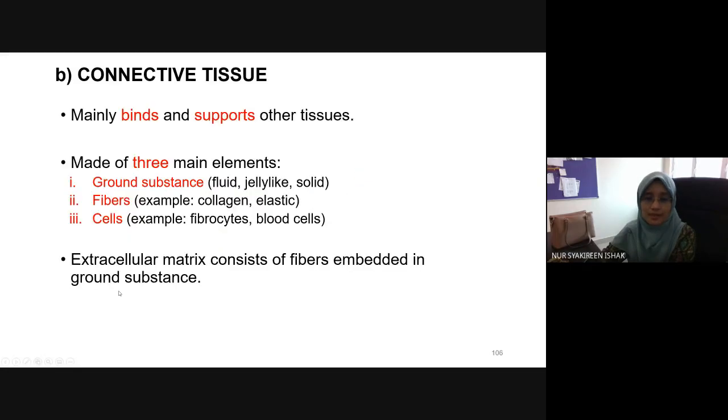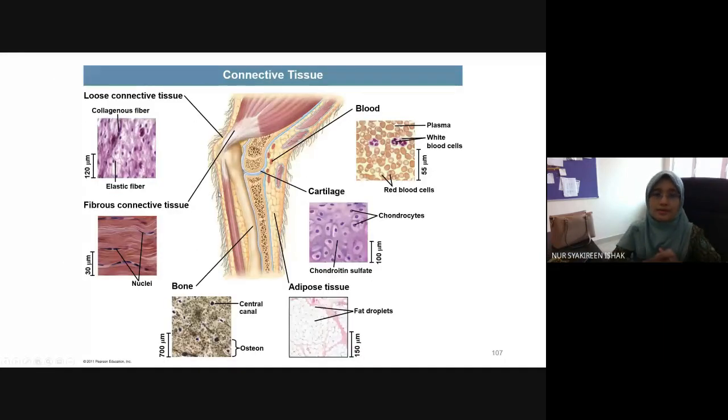Okay, so extracellular matrix consists of fibers embedded in ground substance, can be fluid lah. So contohnya plasma. So plasma in blood is fluid, right? Okay. So these are connective tissues.